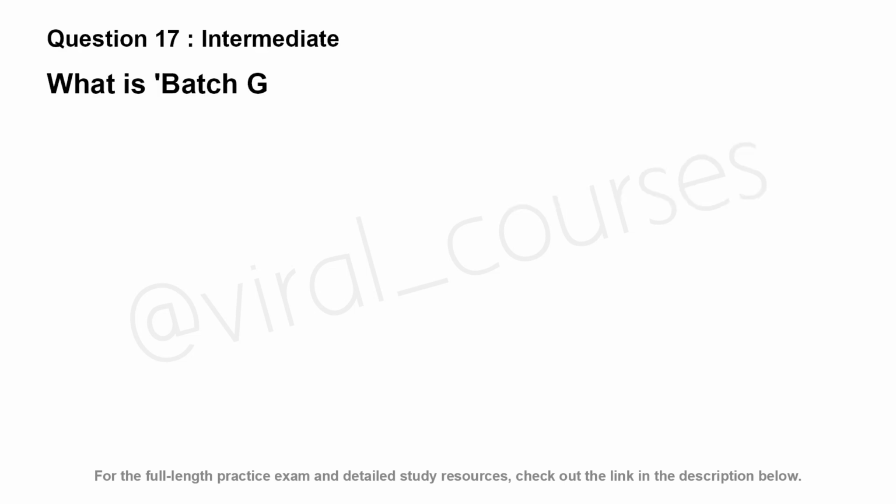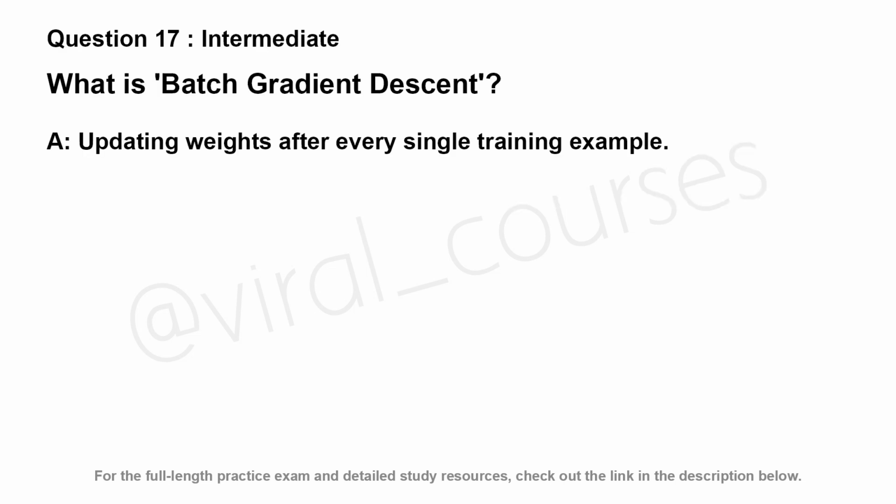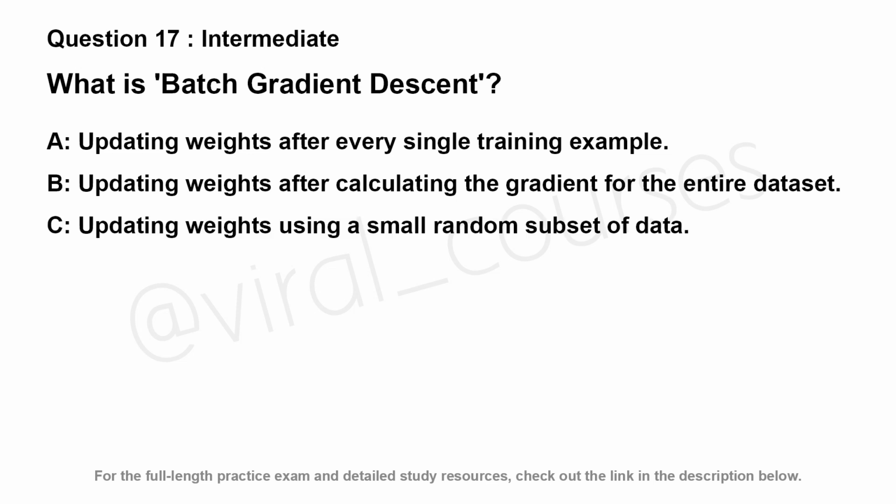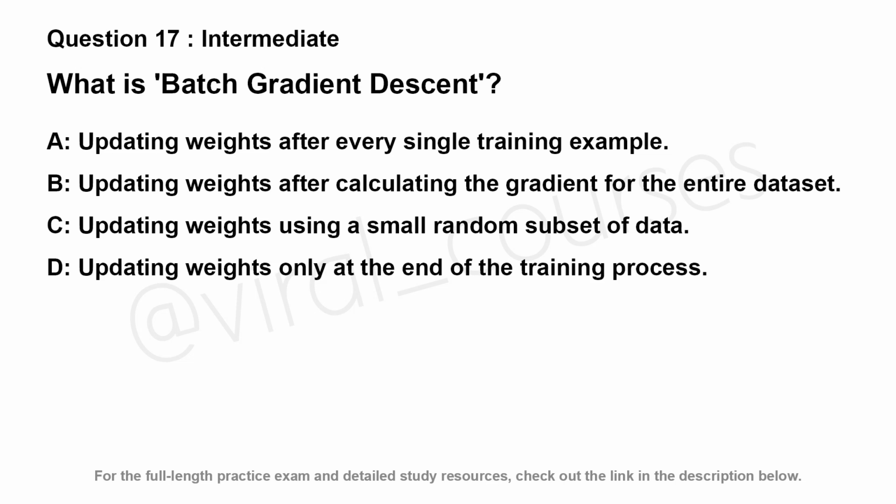What is batch gradient descent? Option A. Updating weights after every single training example. Option B. Updating weights after calculating the gradient for the entire dataset. Option C. Updating weights using a small random subset of data. Option D. Updating weights only at the end of the training process.